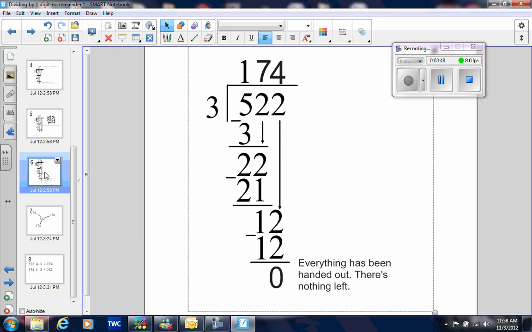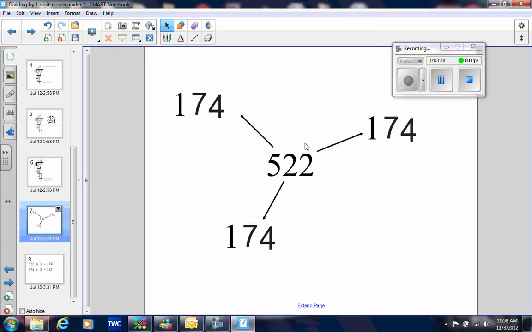So I have a 4 up there, and everything is handed out. There's no remainder, nothing's left to hand out. Just like we said at the beginning, this is a picture of it. Start with 522. And we have 3 groups, and they all have 174 in them.